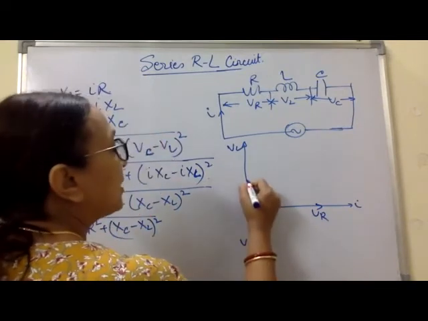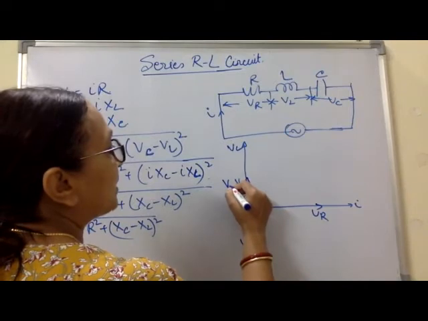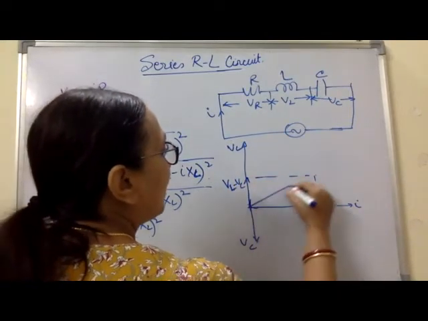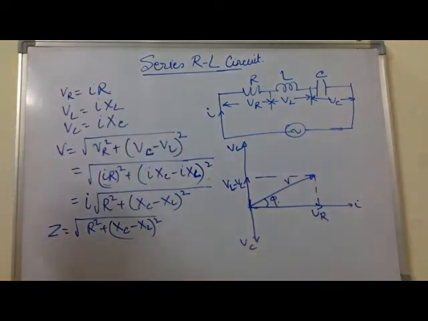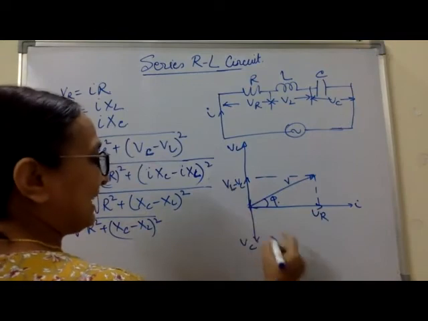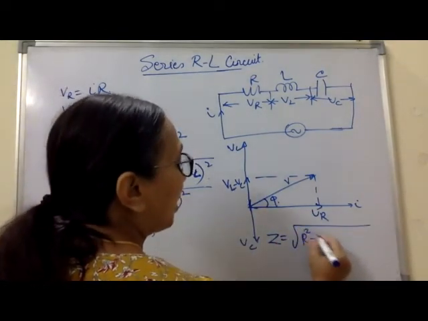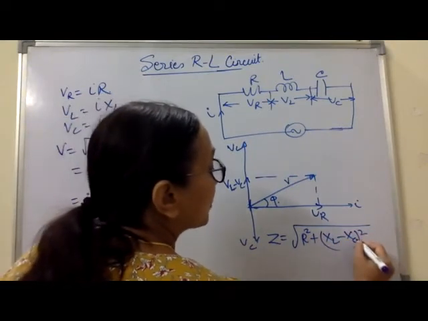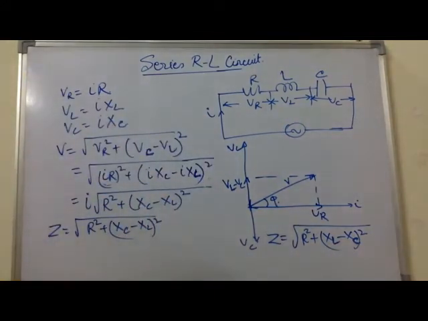In this case, your VL is greater than VC, so this will be VL minus VC, and the resultant of VL minus VC will give you the applied voltage V, and this is your phi. So when your VL is greater than VC, in that case, Z will be equal to the square root of R square plus XL minus XC whole square. Because XL is greater, therefore, you will do it as XL minus XC whole square.